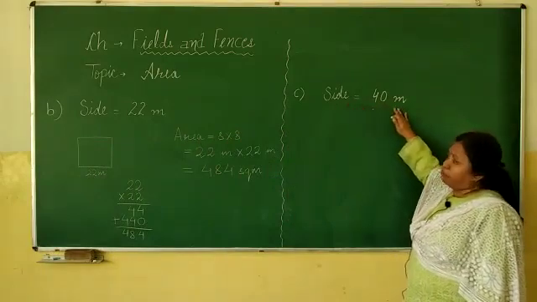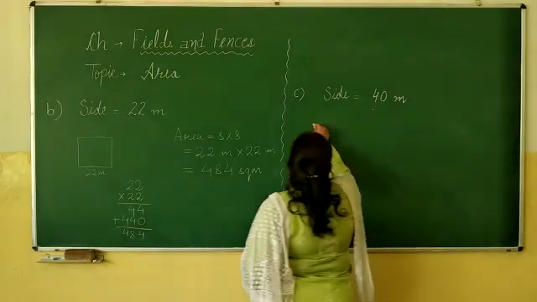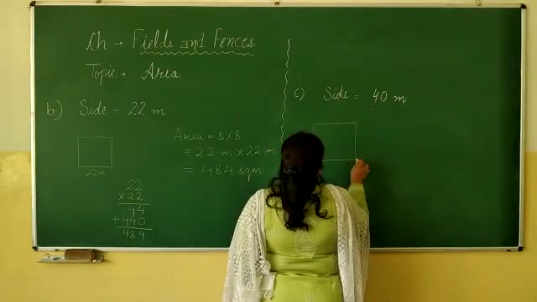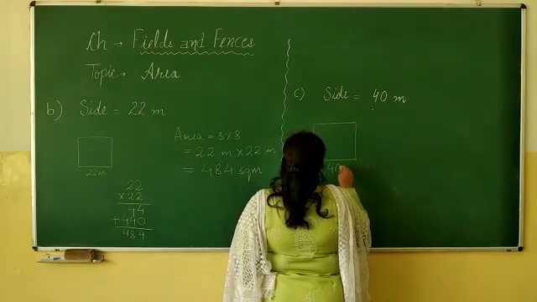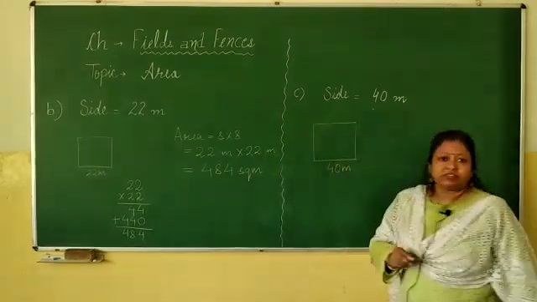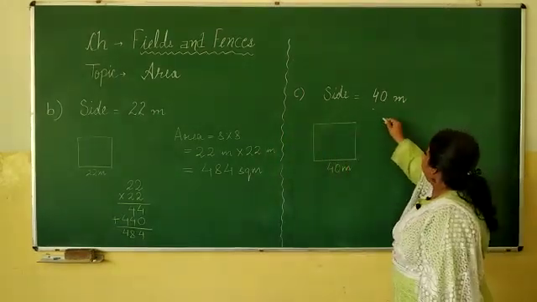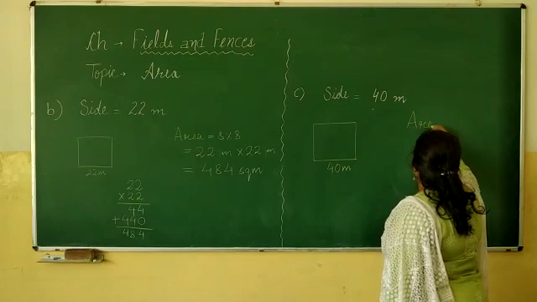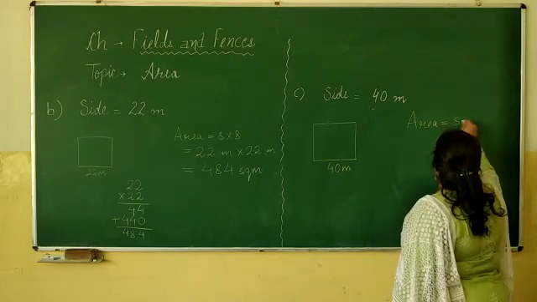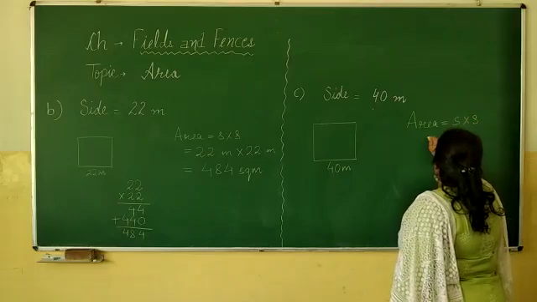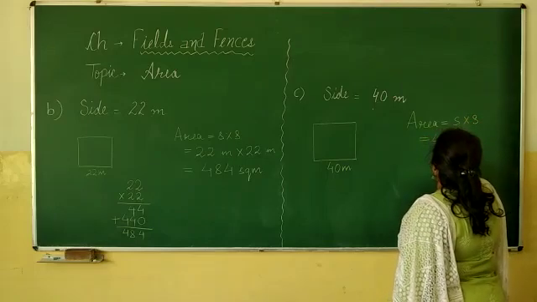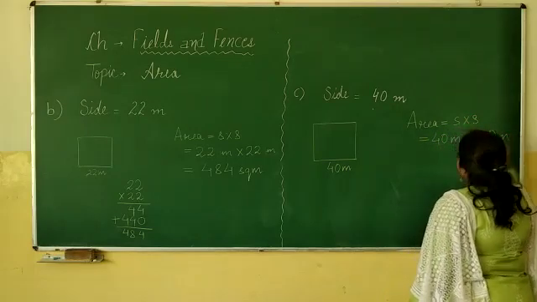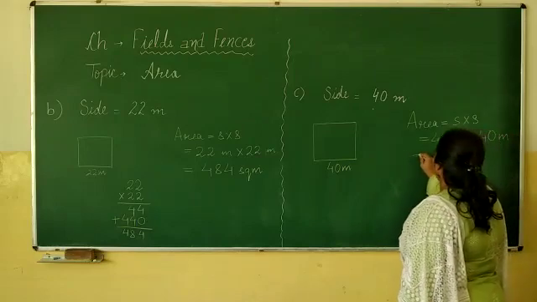Now we move to our next example. The side of our next square is 40 meter. So again let's draw the square. Again I would like to repeat, you are not drawing to scale, just a square, and write the side beside the square. Again we will write the formula. Area of a square is side multiplied by side. Here our side is 40 meter. So let's write 40 meter multiplied by 40 meter.